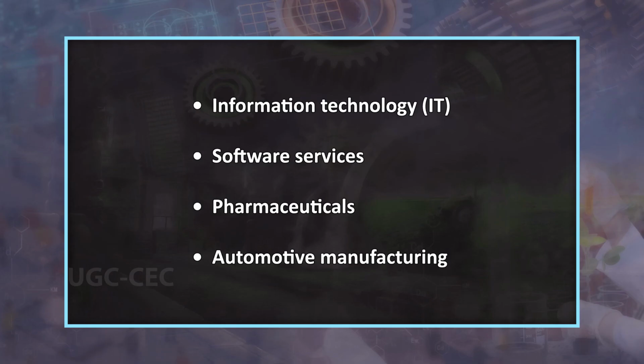Post-independence, India changed its policy to reduce dependence on foreign goods. The government played a significant role in promoting key industries including heavy manufacturing, infrastructure development and the establishment of public sector enterprises. Over time, India's industrial landscape has evolved with the country becoming a hub of information technology, software services, pharmaceuticals and automotive manufacturing. These sectors have contributed significantly to India's economic growth and global competitiveness.